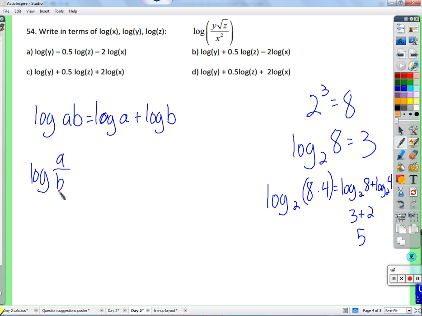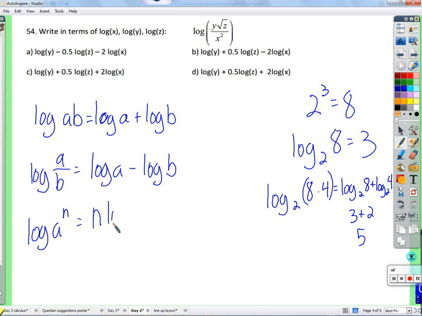Log of A over B. Log of A minus the log of B. Okay, so when we divide, we subtract exponents. And log of A to some power, you guys remember that one? Yeah. The exponent, so that one would be N log A. Yeah. N times log A.